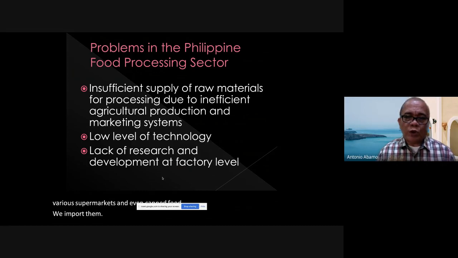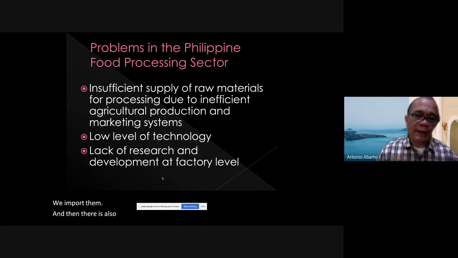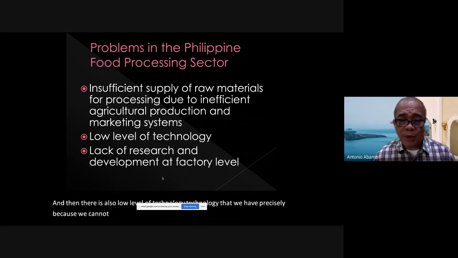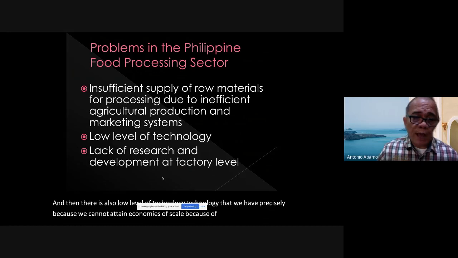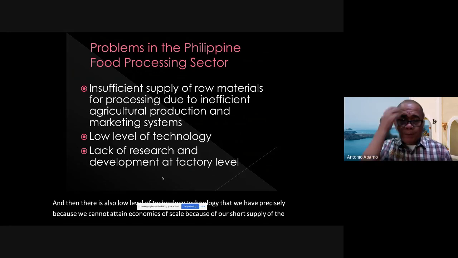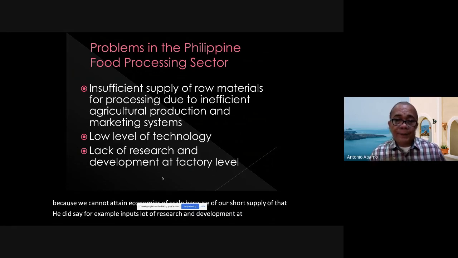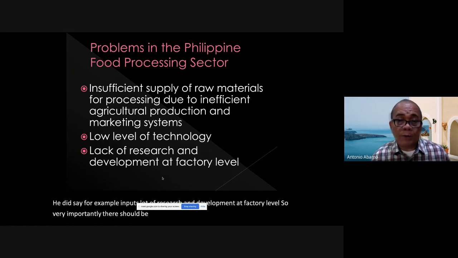And then there is also a low level of technology. The technology that we have is limited precisely because we cannot attain economies of scale, because of our short supply of the needed inputs. There is a lack of research and development at factory level. So very importantly, there should be R&D support for our processing enterprises.